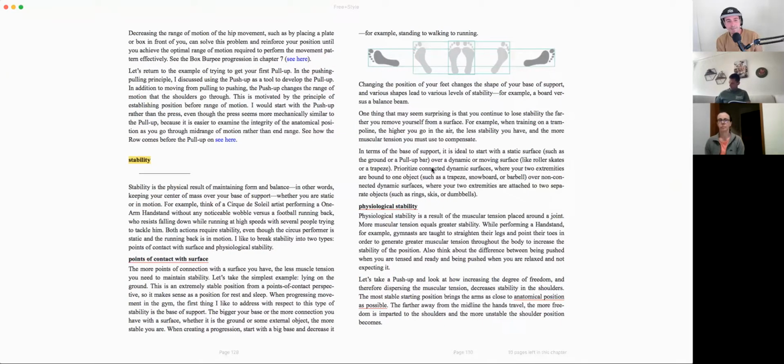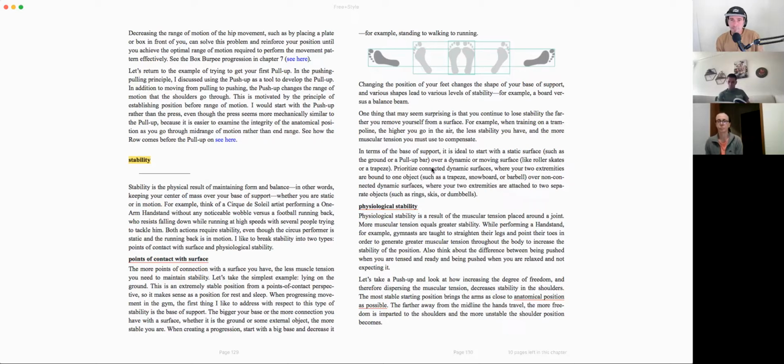Now, the next principle here is the principle of stability. Stability can be achieved in two ways. One, in terms of how much contact we have with our environment. And two, through physiological stability. The point of contact is the one that we experience when we are performing a movement with a large part of our body in contact with the floor or with a stable surface.